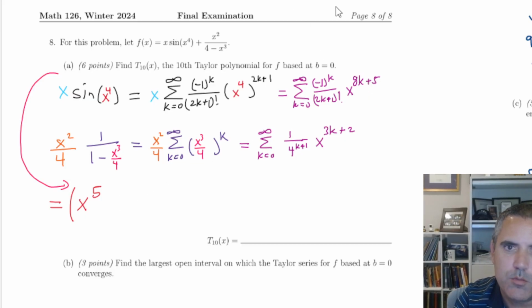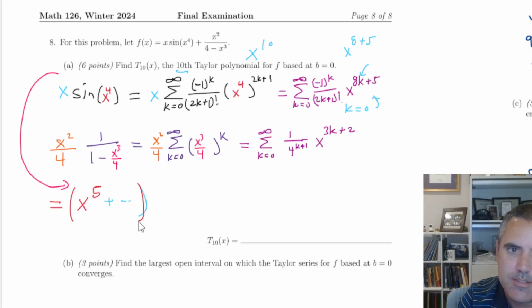So then what happens when I plug in a 1 here? When I plug in a 1, I'm going to get x to the 8 plus 5, which is 13. And 13 is bigger than 10. And so I've already made it. So I only had to plug in k equals 0 here. Anything beyond that, the exponent will be bigger than x to the 10. So anyways, plus other stuff, but we're truncating it because it only asked me to go to x to the 10.